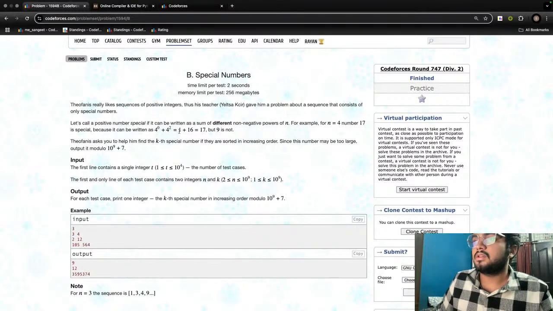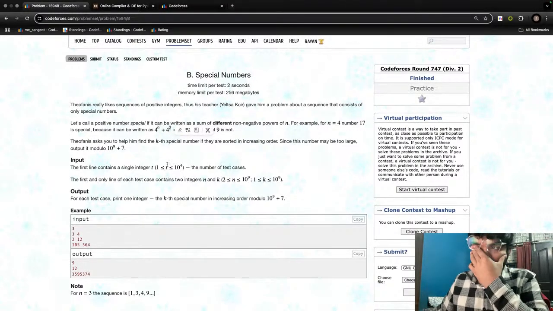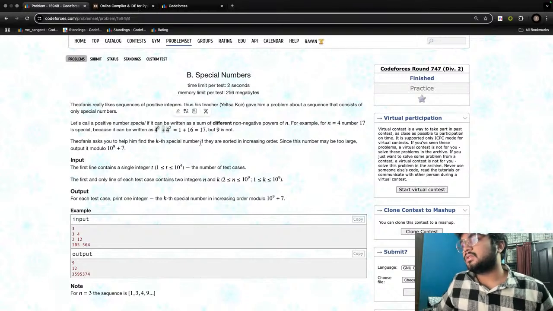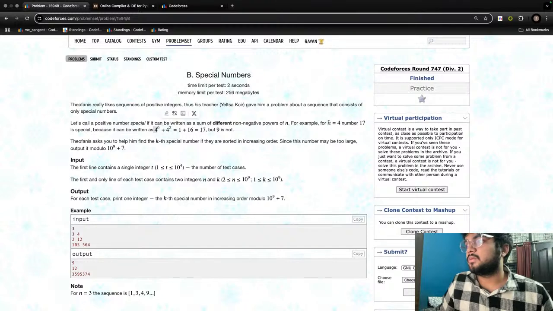What does it mean? So this is the number 17. We can write it as 4 raised to the power 0 plus 4 raised to the power 2. We can see that these exponents are different. We cannot write 4 raised to the power 0 plus 4 raised to the power 0. We cannot write it like that. So this is how we are going to write it, and this base should be equal to n. So this is how we are defining the special numbers.